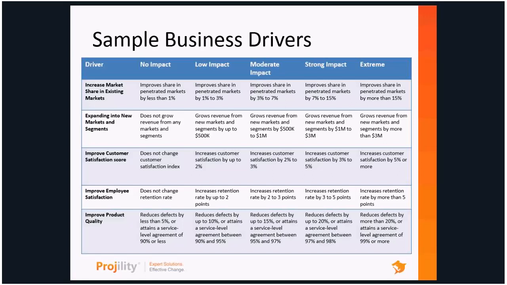So when we sit down and we rank a project, we can say, okay, well, how well does this project help us grow in existing markets? We can look at that and say, well, I think it's the result of this project, and this is the key here, is going to give us moderate impact. So we score that project moderate impact on that business driver, and we're going to score each project on all of our important business drivers.